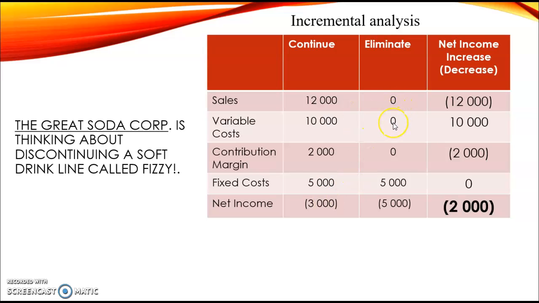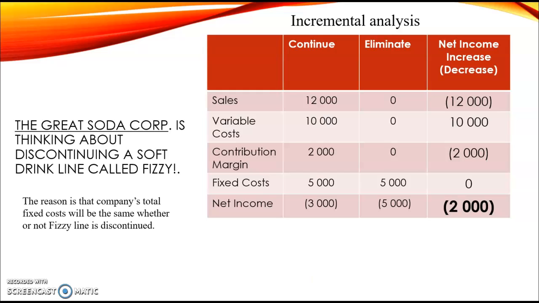Let's look at what will happen if the company decides to eliminate the product. Sales and variable costs will be zero. However, fixed costs are unavoidable, which means the total fixed cost will be the same whether the Fizzy soft drink line is discontinued or not, $5,000. Again, continuing to make Fizzy means the Great Soda Corporation loses $3,000.